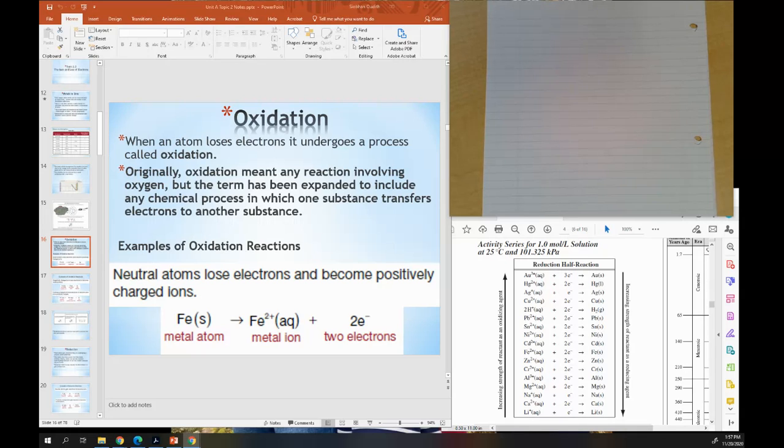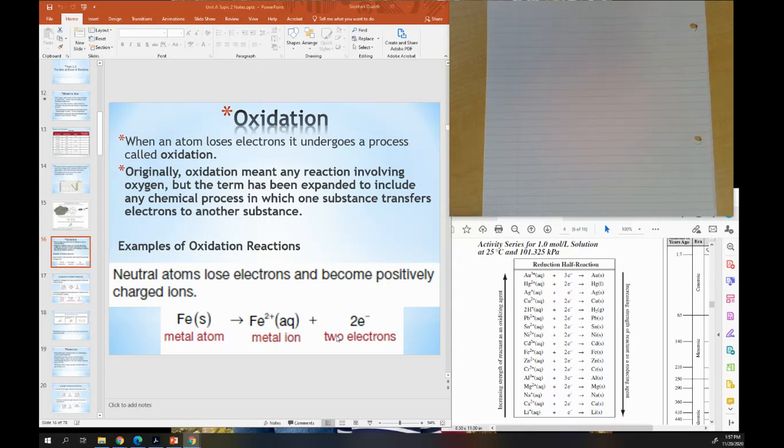So we're going to look at a couple different examples here of oxidation. The first one is shown below here. When we have a neutral atom, something like the iron atom, losing electrons, it can become a positively charged ion. And again, you can see here that it's lost 2 electrons. When those electrons are on the product side of your reaction, remember that's a loss of electrons, also showing oxidation. What is shown here down below is an example of something called a half reaction. And we're going to be using those half reactions as we go on.